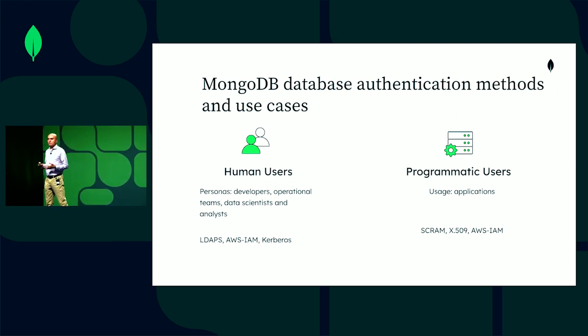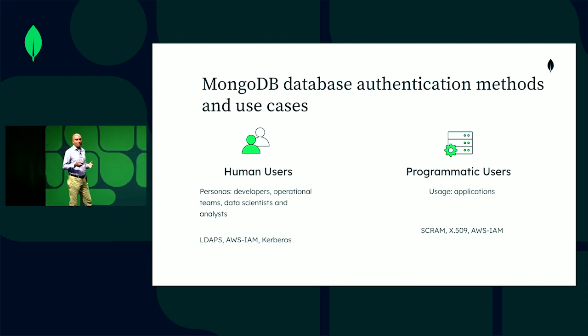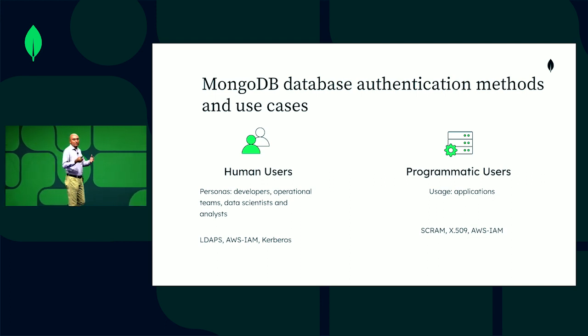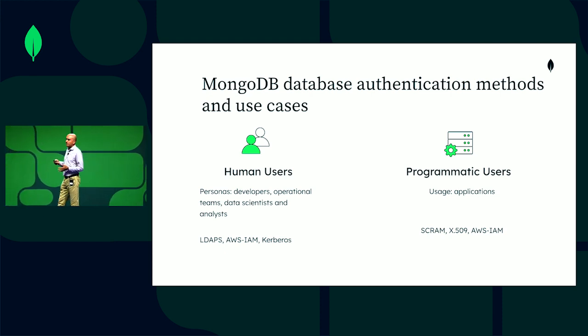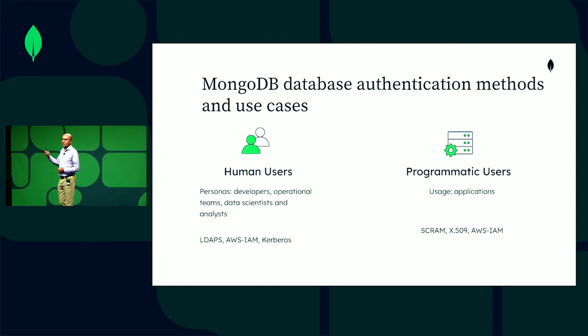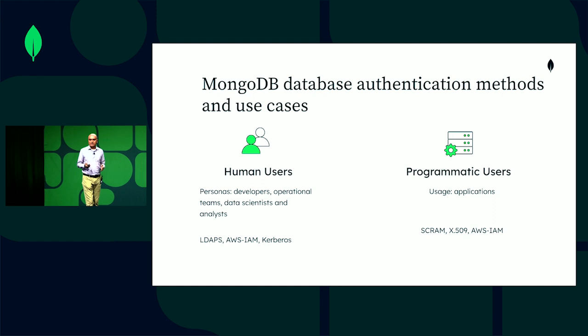Enterprises who have strict regulatory requirements typically use LDAPs, AWS IAM, and Kerberos for their employees or human user authentications, and they would typically use SCRAM, X509, or AWS IAM for the application or programmatic user authentication. So what are some of the challenges that organizations run into when trying to use the existing mechanisms?